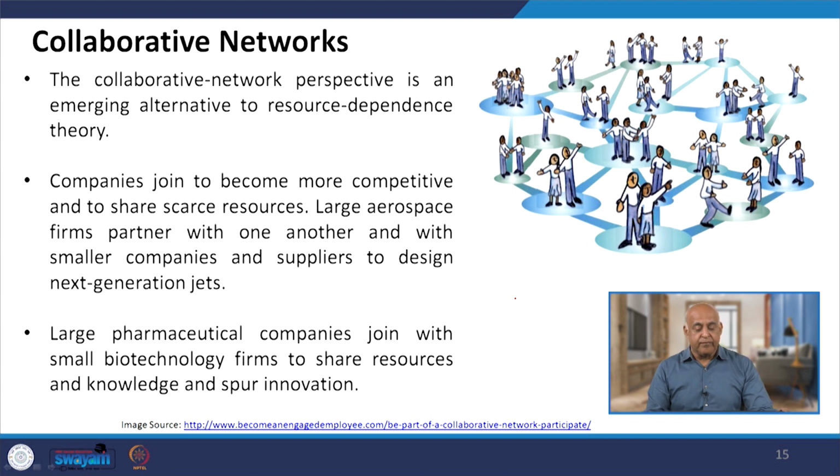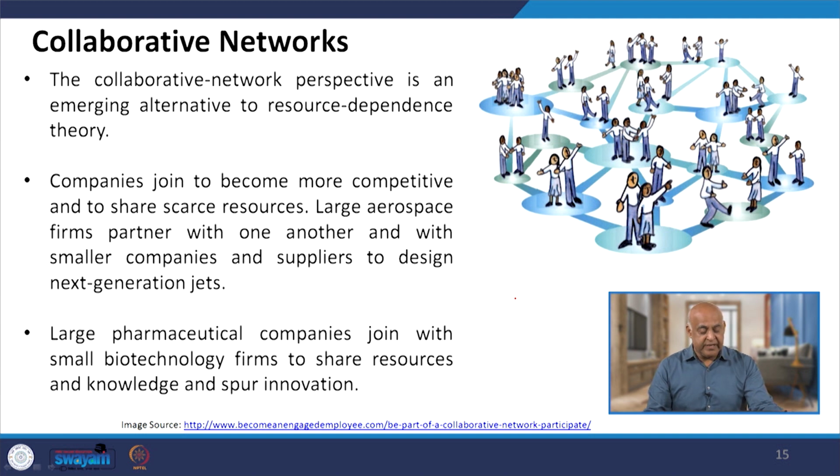Companies join to become more competitive and to share scarce resources. Large aerospace firms partner with one another and with smaller companies and suppliers to design the next generation of jets. Large pharmaceutical companies join with small biotechnology firms to share resources and knowledge and spur innovation.